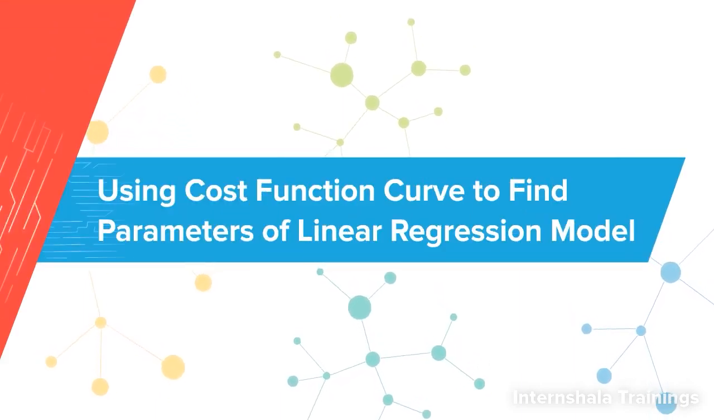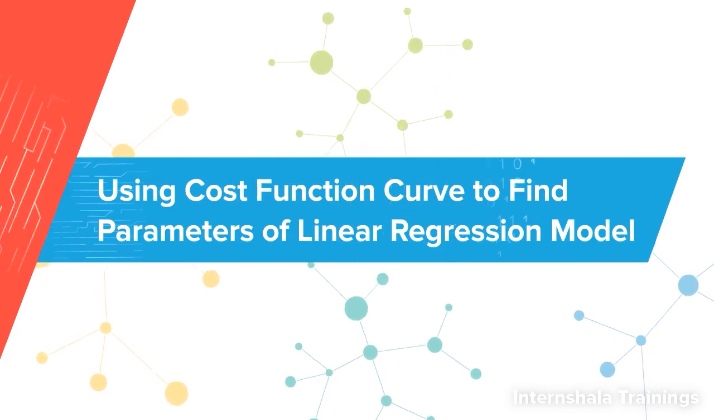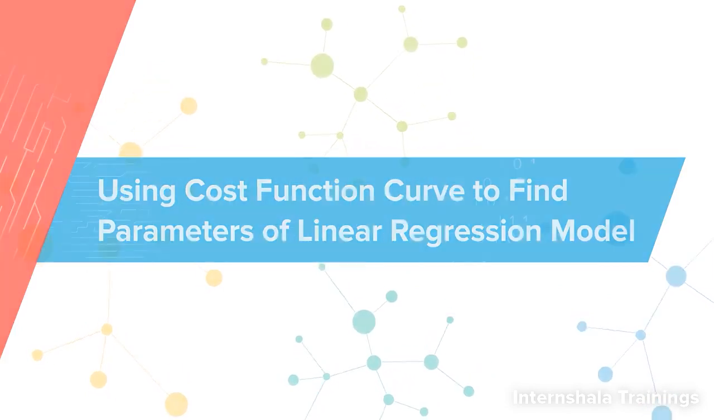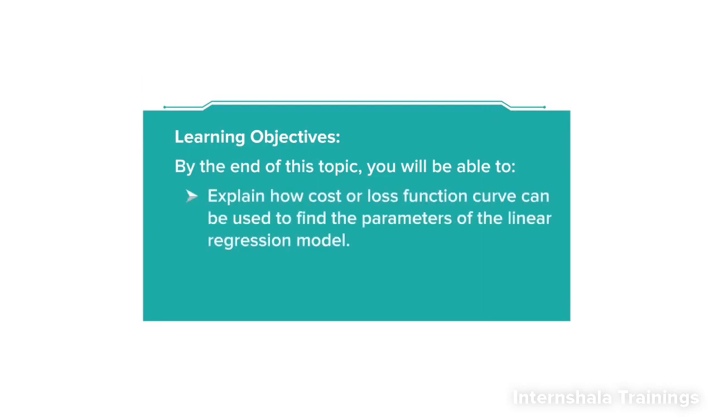Hi, we will continue our discussion on using cost function curve to find the parameters of linear regression model. Now by the end of this video, you will be able to explain how cost or loss function curve can be used to find the parameters of the linear regression model and explain the need for gradient descent algorithm.